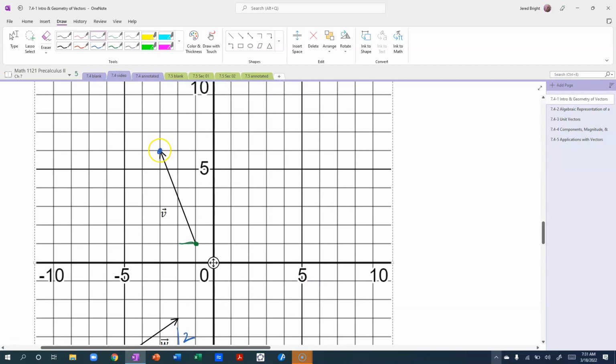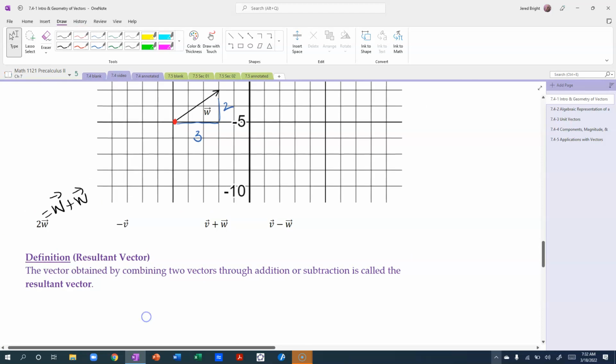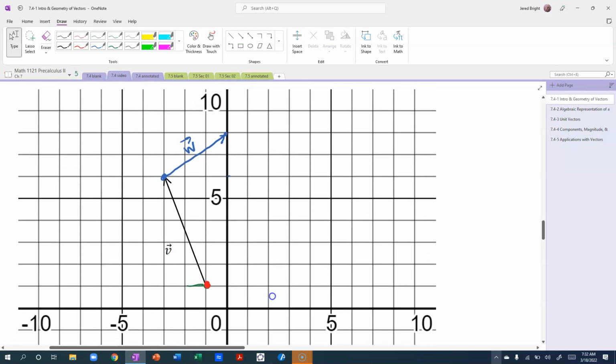So from the tip of v, I would say, okay, let's go 3 units to the right and 2 units up. Okay, and so this is what w would look like at the end of v. Now what is your actual answer? Your actual answer, which is your resultant vector, that's this definition, it's what you get at the very end, so at the end of combining 2 vectors. So in this case, you would go from the tail, where you begin with v, to the tip of w. So this vector in red would be v plus w.